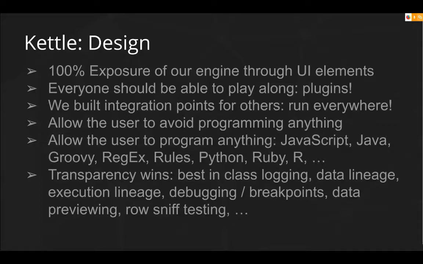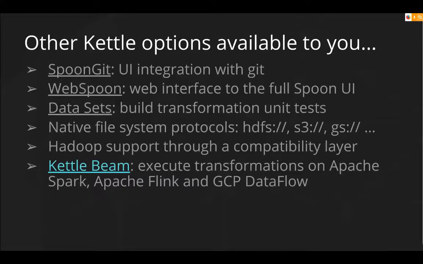So we really go with very fine-grained logging, data lineage, execution lineage, debugging, breakpointing while we're loading data, pausing at a certain point, showing the data in a certain step, for example, data previewing. Row sniff testing, for example, allows you to see data that passes through a complex transformation in real time by scrolling the rows in a window. Stuff like that has made it quite easy to debug and see what's going on.